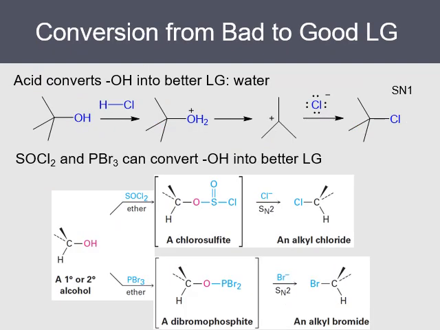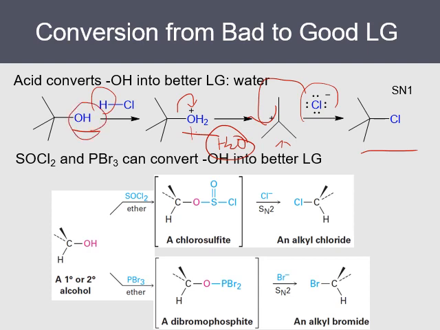A bad leaving group, hydroxy, can be converted into a good leaving group by adding acid. So protonate forms oxonium ion, and when this leaves, it forms water. And water is very stable, so that's a good leaving group. And that forms a carbocation. And then chloride attacks the carbocation and forms alkyl halide. So the net result is hydroxy replaced by chlorine.